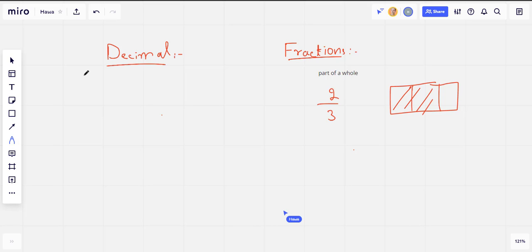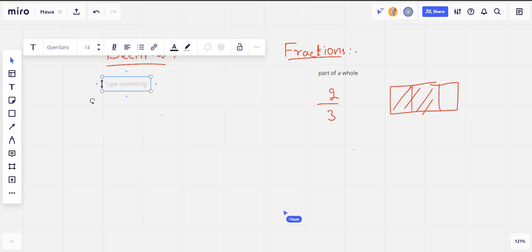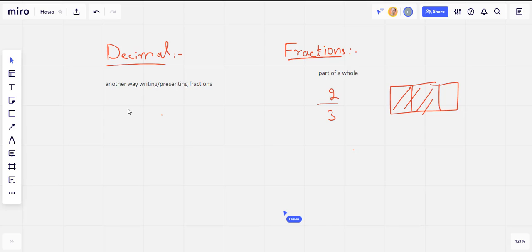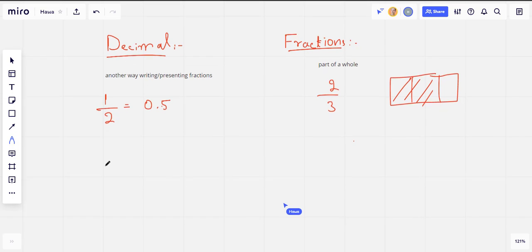Let's talk about decimals. So decimals is, we can say, another way of writing or presenting fractions. What I meant by that is, let's say there is a fraction 1/2. So 1/2 can be written as 0.5. Now you see 1/2 and 0.5 mean the same thing. Both mean a half. So 0.5 is another way of writing 1/2.